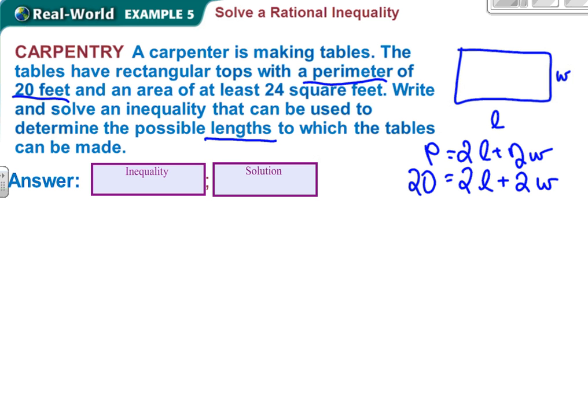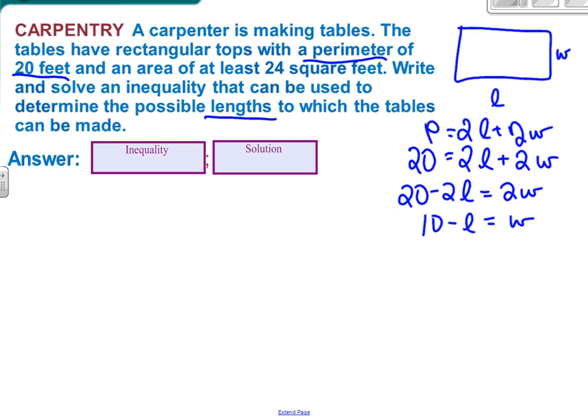I'll subtract 2L, so 20 minus 2L equals 2W. I'll divide by 2. Since everything has a factor of 2, when I divide by 2, I'll get 10 minus the length is equal to the width. And so this gives me my relationship between length and width. So I can call the length L and the width 10 minus L. So I have a way of representing each one of those.